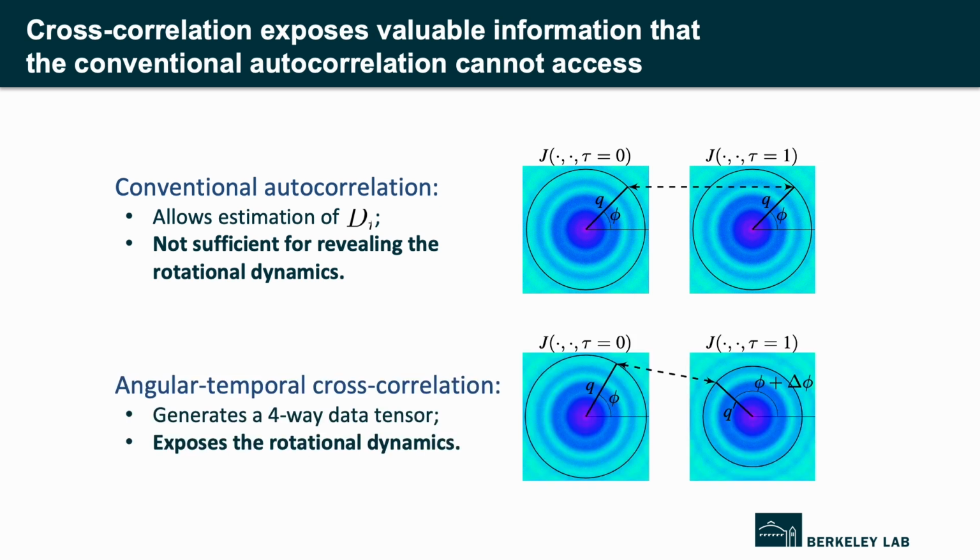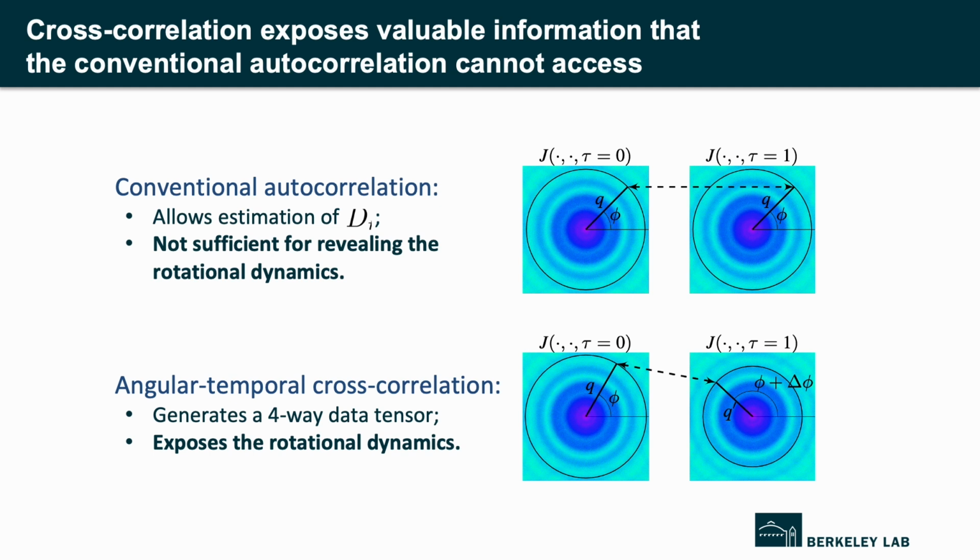So to address this gap, we proposed using the angular temporal cross correlation, which generates a four-way data tensor, because in order to perform this cross correlation for two different images, we need to pick two different pixels, and then we call it the data we collected from these two pixels. So this ends up getting us a four-way data tensor. As a comparison, we can only get a data matrix from the conventional autocorrelation, which means the angular temporal cross correlation can give us orders of magnitude more information than the conventional autocorrelation. And luckily, it can help us expose the rotational dynamics. So it can provide us more information than conventional autocorrelation can access.